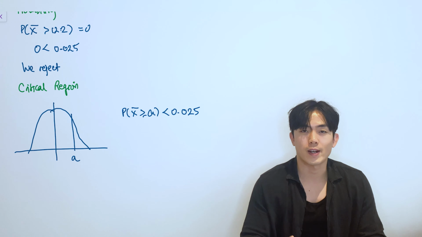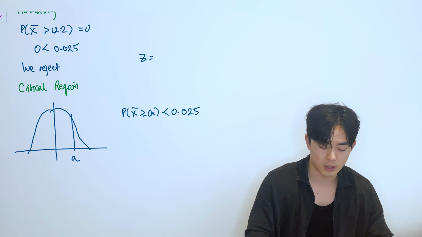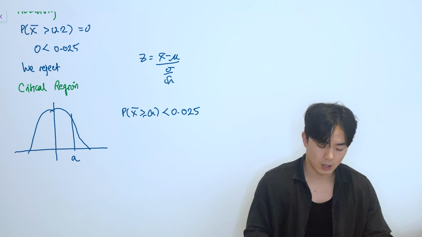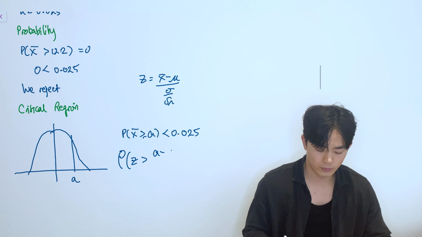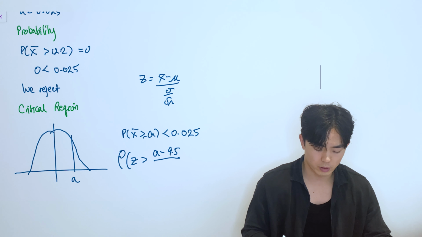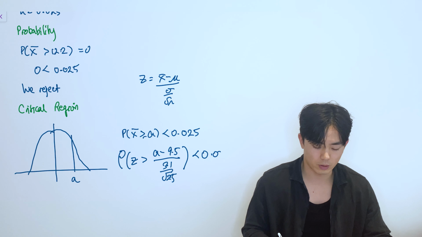Now the way we're going to find out A is we're going to standardize it using the code. So remember the code: Z was equal to X bar minus mu over sigma over root n. So this is now going to change to the probability that Z is bigger than A minus mu, mu as you can see is 9.5, over sigma, which is 3.1, over root n, so root 25, is equal to less than 0.025.